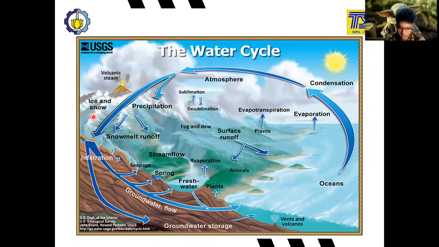The other snow melt runoff, the water from the ice and snow, goes into the ground and infiltrates into the ground. The process is called infiltration.